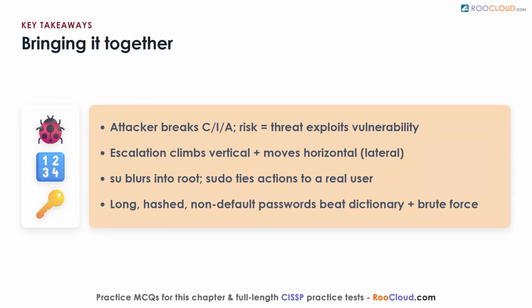So let's bring it together. An attacker is any adversary trying to break confidentiality, integrity, or availability. And risk is the chance a threat exploits a vulnerability. Privilege escalation climbs vertically to admin and moves horizontally across machines, so you keep service accounts minimal. The su command blurs accountability into root, while sudo ties each elevated action to a real user. Passwords are the weakest link, so you demand length, strong hashing, and change defaults. And dictionary attacks bet on predictability, while brute force attacks grind through every combination, both defeated by long, complex passwords.